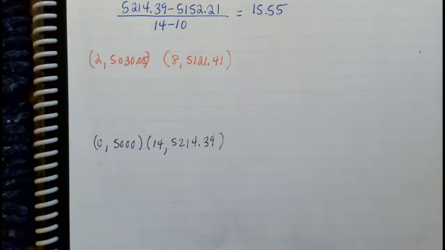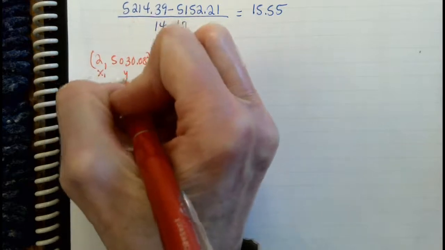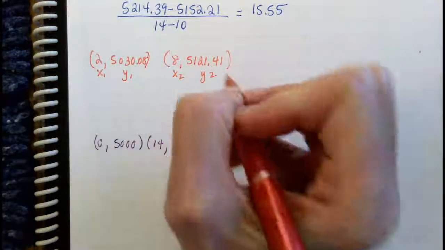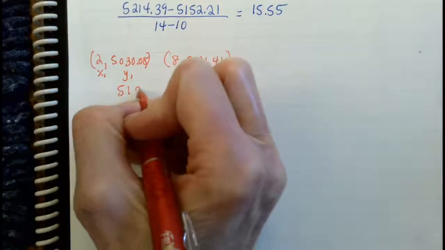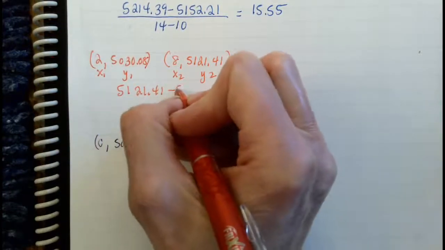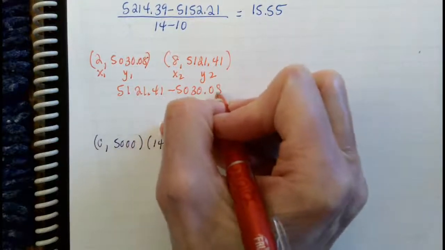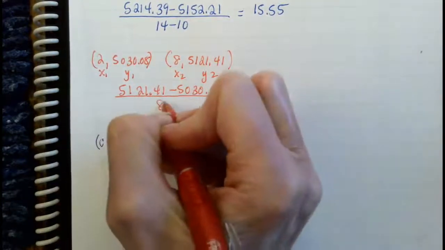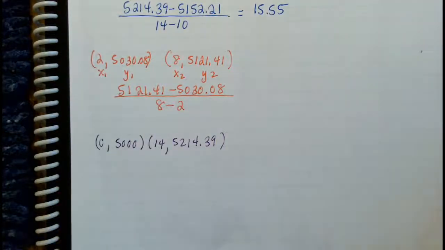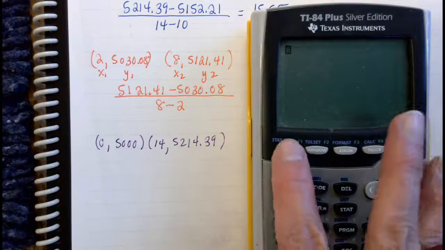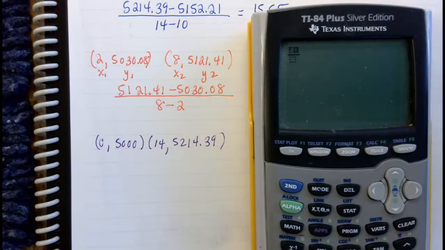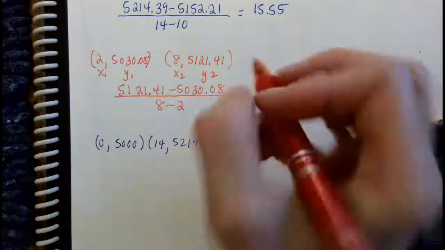Looking at the next interval, here's x1, here's y1, here's x2, there's y2. 5121.41 minus 5,030.08 divided by 8 minus 2. So we'll type that into the calculator. Alpha y equals, enter, 5121.41 minus 5030.08 divided by 8 minus 2 gives us 15.22.